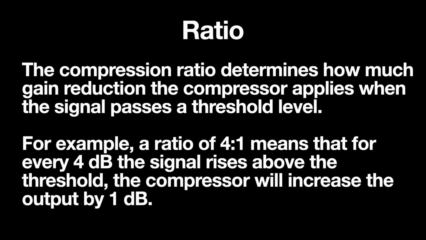Ratio determines how much gain reduction the compressor applies when the signal passes the threshold level. It's expressed in ratios like 2-to-1, 4-to-1, or 6-to-1. For example, a ratio of 4-to-1 means that for every 4 dB the signal rises above the threshold, the compressor will increase the output by 1 dB. So it's cutting off 3 dB, basically. A 4-to-1 ratio is cutting off those 3 dB for every 4 dB that goes through.